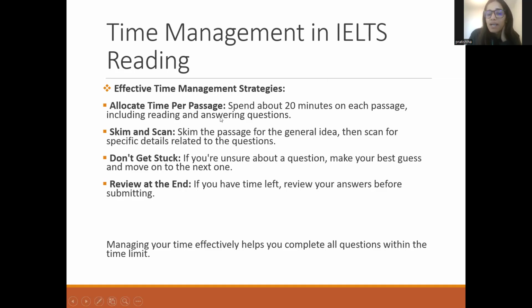So allocate time per passage. It's a 60-minute test, 20 minutes each passage, because you will get 3. Skim and scan. Practice speed reading, practice skimming and scanning, and don't focus on extreme key details, right? It's not important. Don't get stuck. If you're unsure about something, make sure you guess in the best possible manner, and you just move on to the next one.